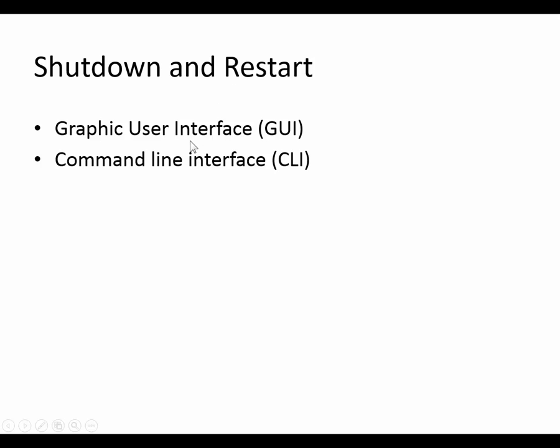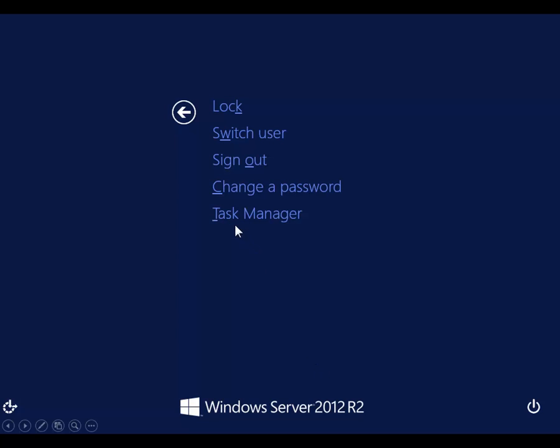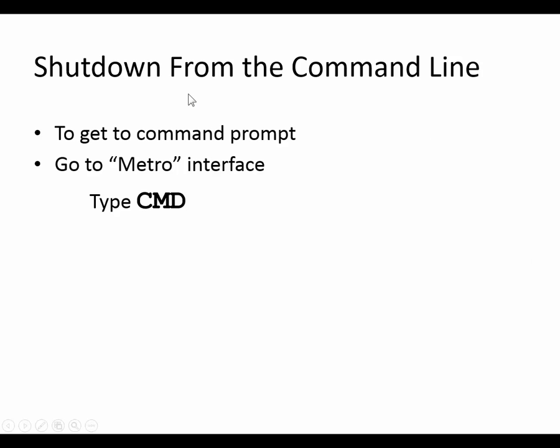Two ways to reboot the computer: graphical user interface, command line interface. To reboot from the graphical user interface, as you know from Windows 7 or Windows 10, if I press Control-Alt-Delete, on the bottom right-hand corner, I have an icon that allows me to shut down or restart, and that's one way to go. Or another way is to restart from the command line.